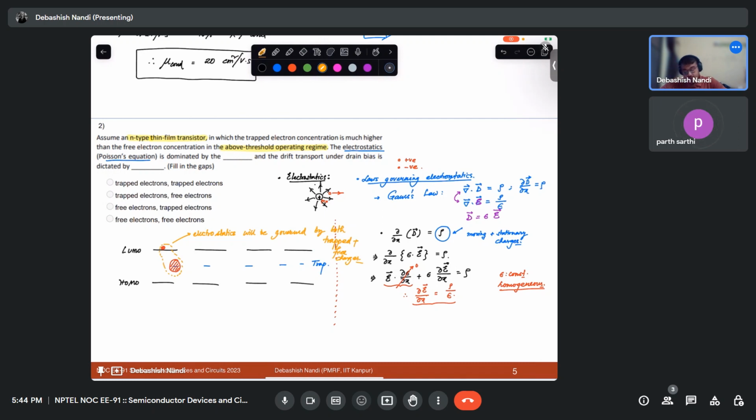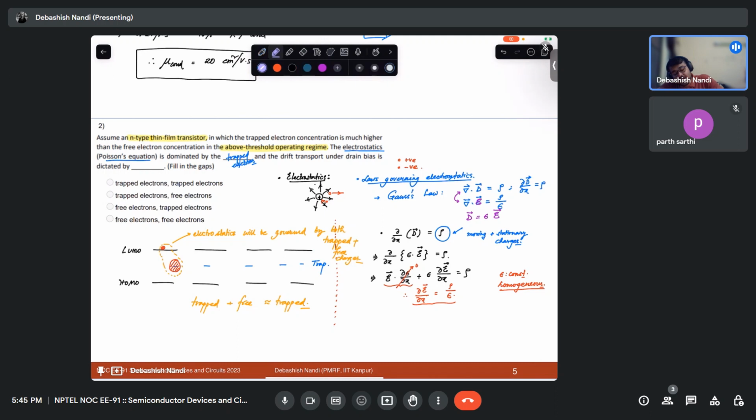Yes, sir. And it is mentioned that your trapped electron concentration is much higher than your free electron concentration. That means what? Trapped plus free is almost equal to trapped. That means the electrostatics is governed by what? Trapped electrons.